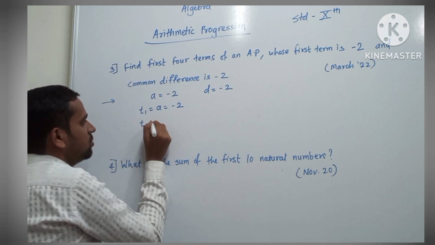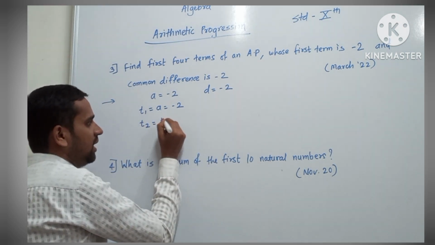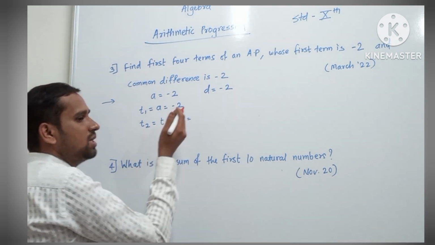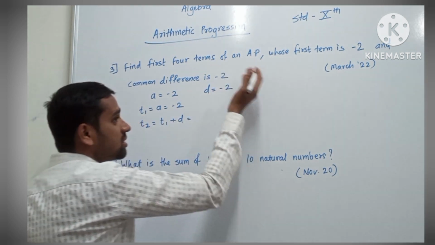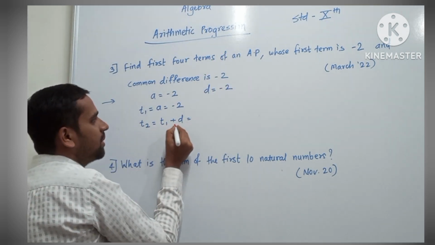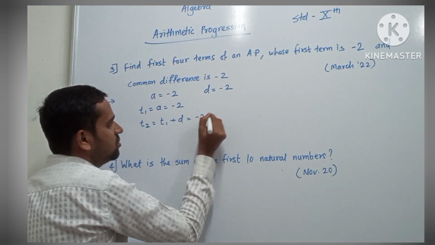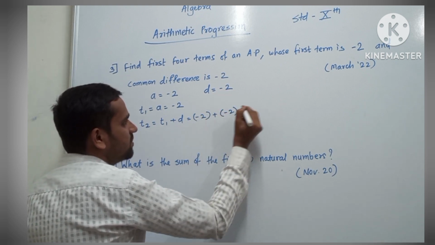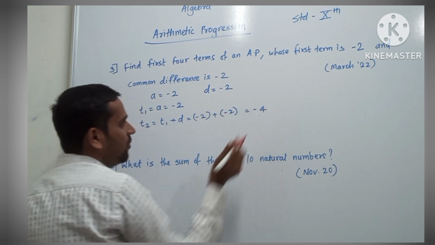Now second term T2. T2 is equal to T1 plus D. It is the formula for the second term, T1 plus D, because the difference is constant in AP. Therefore T1 plus D. T1 is -2, plus D is -2. -2 plus -2 is -4.